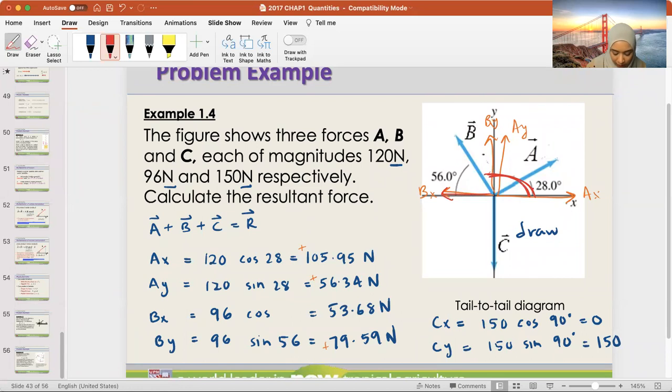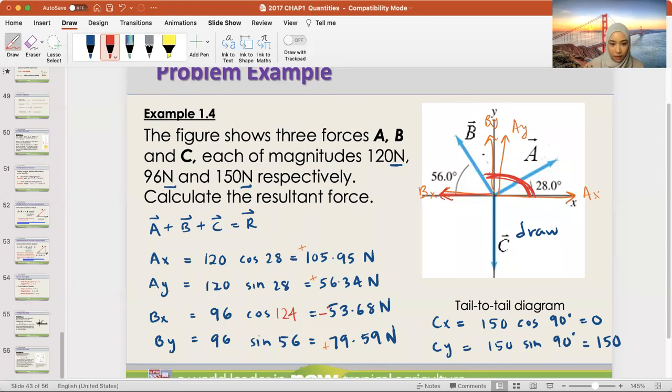And in this case, someone answered correctly. So 180 minus 56 will give you 124. Okay, 124. And cosine of that times with 96, you will get the minus 53.68. Jawapan Aizat betul. Tapi he has to know that the Bx is going to the left. And dia boleh letak sendiri kat sini. But if you're not confident, always refer your angle with respect to the positive x-axis. Put in your angle, you will get the minus sign.